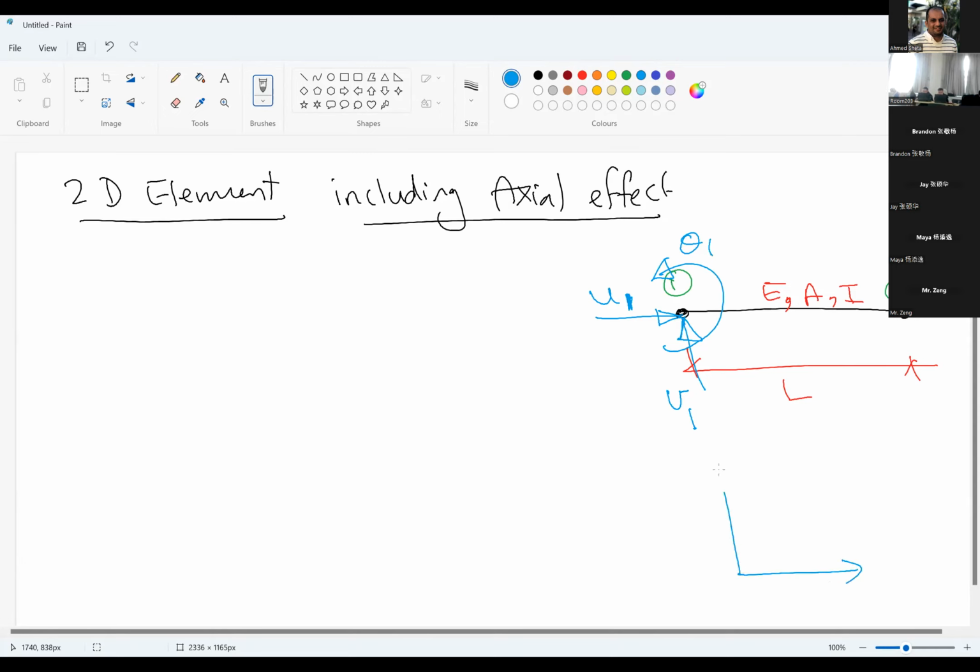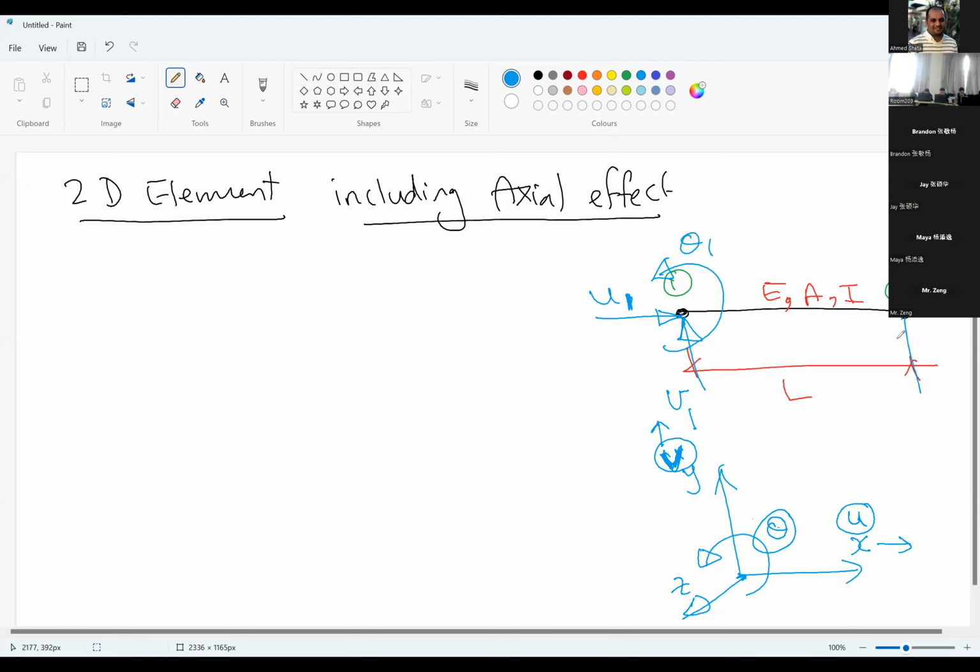So for your information, these are the positive signs for displacement: displacement in X, displacement in Y, and rotation about Z. Okay, so we have three types of deformation. U is the displacement in X, V is displacement in Y, theta is the rotation about Z, whereas Z is the axis perpendicular to this plane.